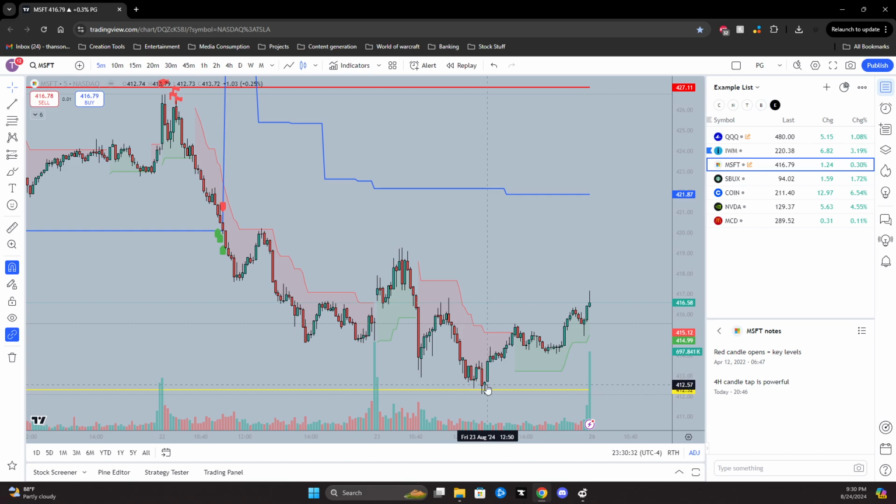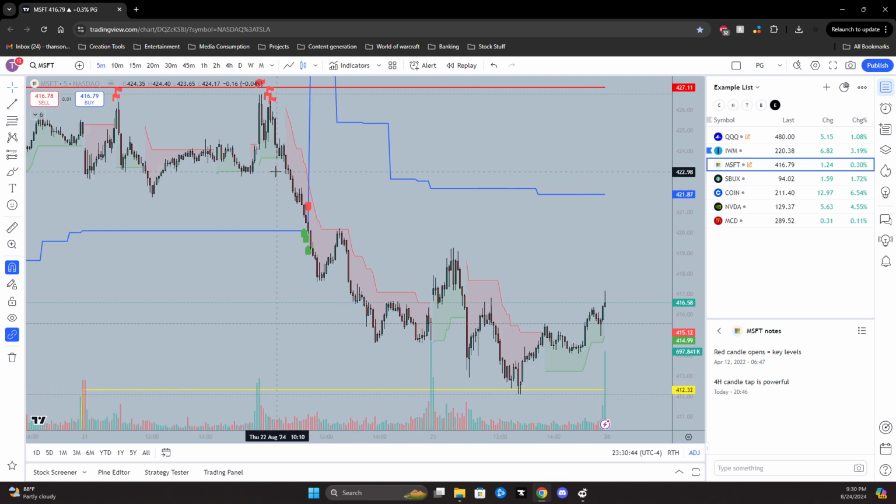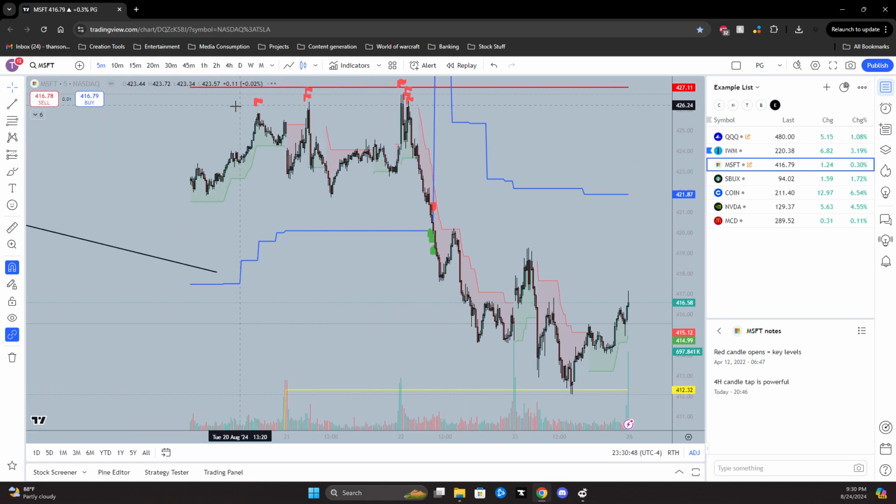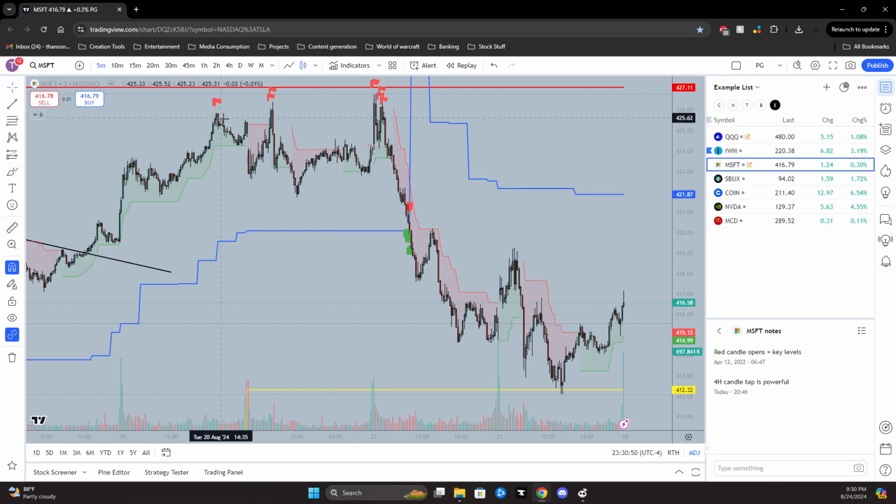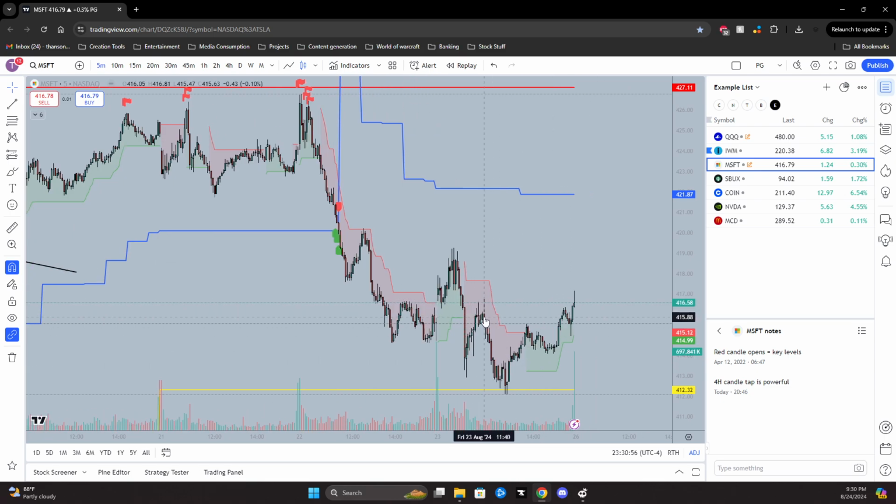This is Microsoft, obviously, and it came down. This is around when I said to long at 1250, and it tapped that 4 hour after testing the daily. Tested the daily a few times up here, made some reversal signs, back to the 4 hour.